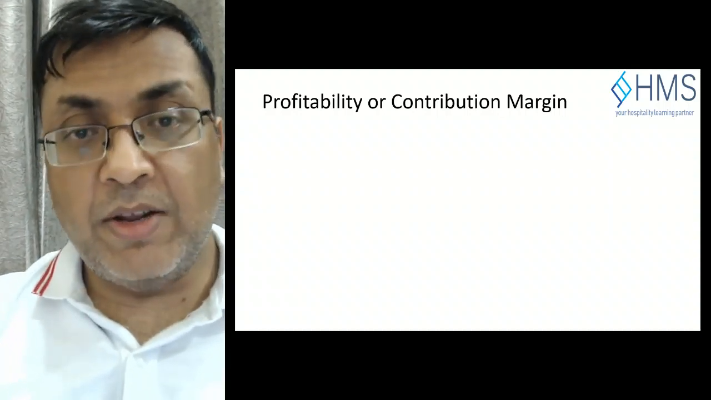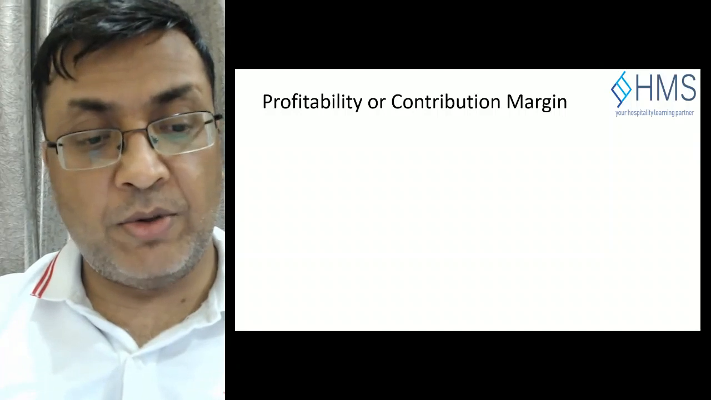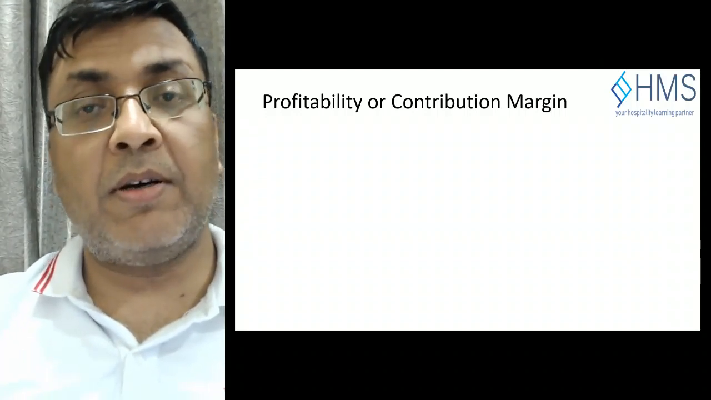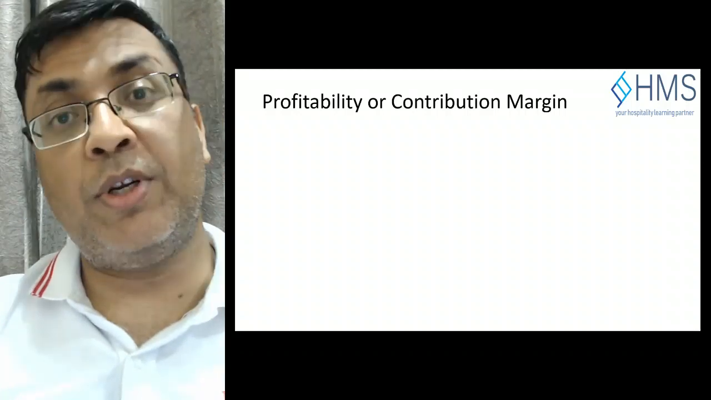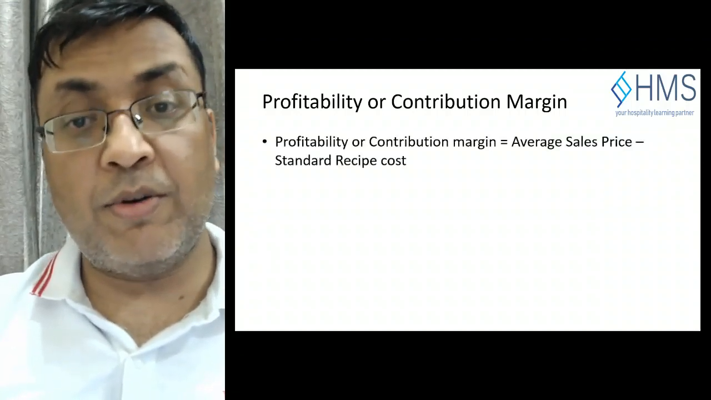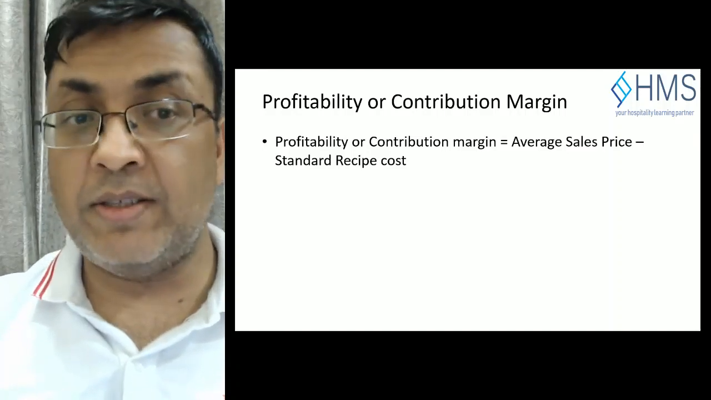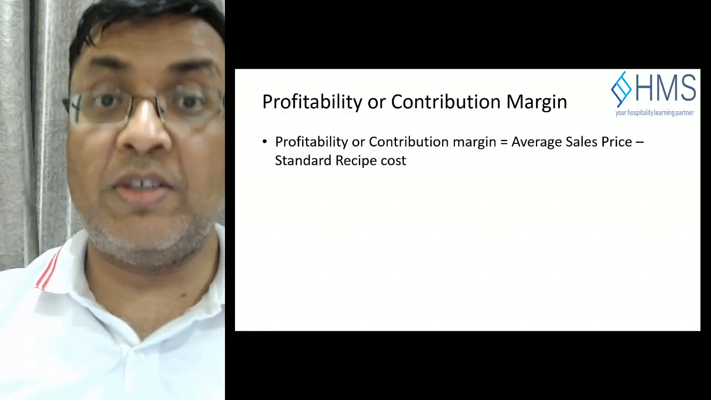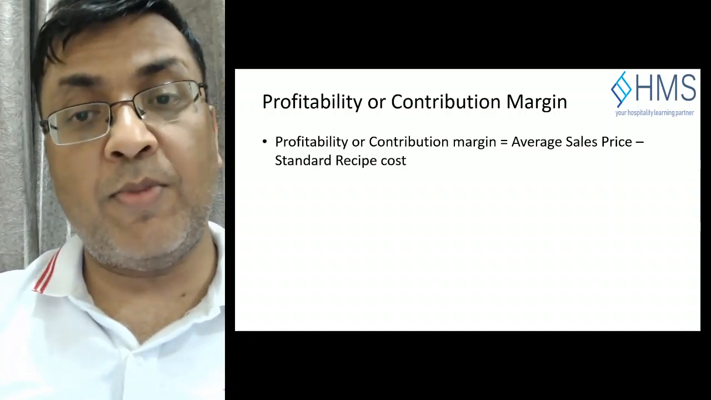So now let's talk about the profitability. Profitability or contribution margin, as you would understand, is usually the extra profit that we are going to make. The formula for calculating the profitability or contribution margin is average selling price minus the standard recipe cost. Let us understand these two things separately because they are very important.